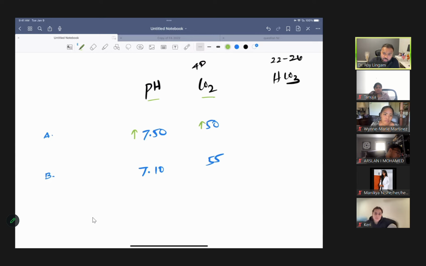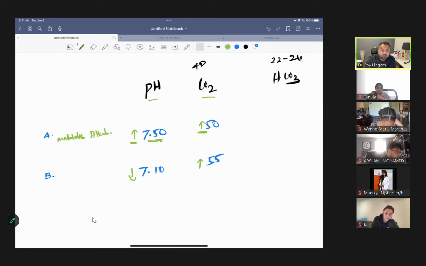Let's do the same arrow for the other one. Decreased pH, increased CO2. You guys get this here? Anytime the arrow goes in the same direction, it doesn't matter increase or decrease, but it has to be both the same direction, we call that metabolic problem. First, we find out respiratory or metabolic. After you find that metabolic problem, pay attention to the pH. Is this an alkaline pH or acidic pH? That's an alkaline pH. So this patient has metabolic alkalosis. It takes 2 seconds to do this arrow in your brain, folks, okay?